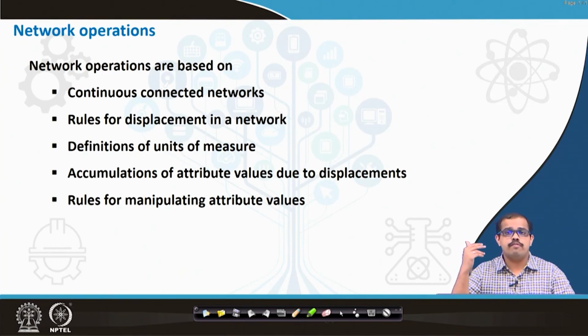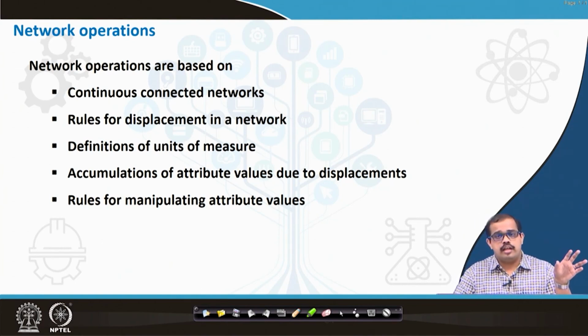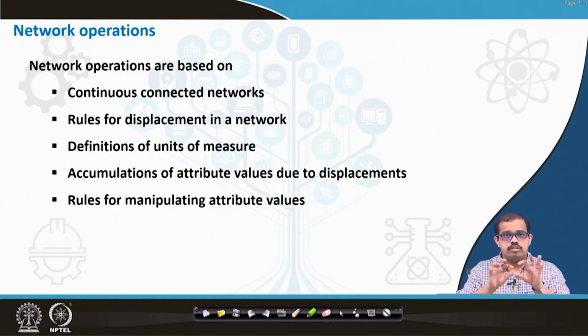Definitions of units of measure, what kind of measurement you are trying to do. For example, I gave an issue of electrical loading and a road network. Both units do not match each other, so you have to maintain different units for different systems. Please keep this in mind.